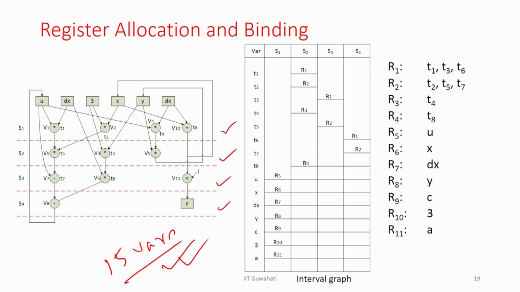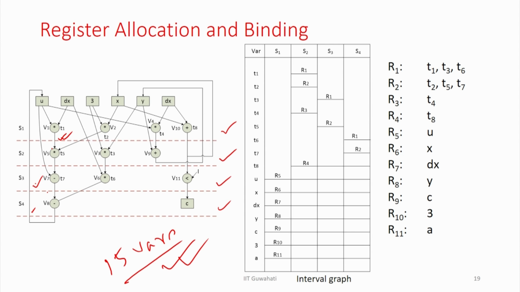Now, if we just look into this behavior, this schedule information, T1 is generated here, at the end of time step 1, and is going to be used here. After this, it is not going to be used in S3 or S4. There is no use of T1 in S3 and S4. So, there is no need to store T1 for time steps S3 and S4.